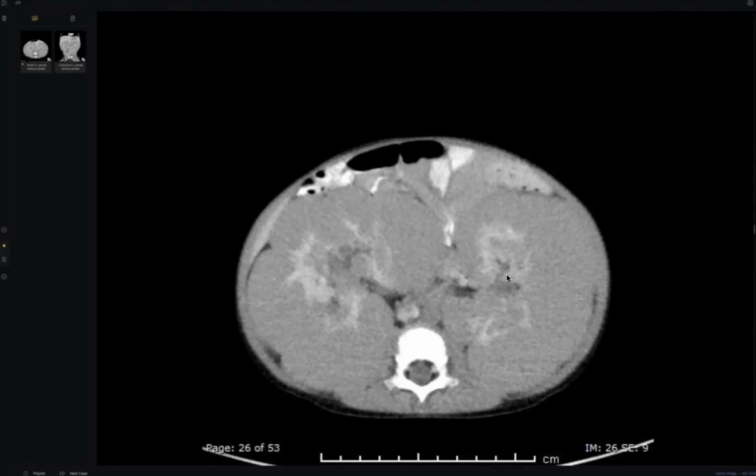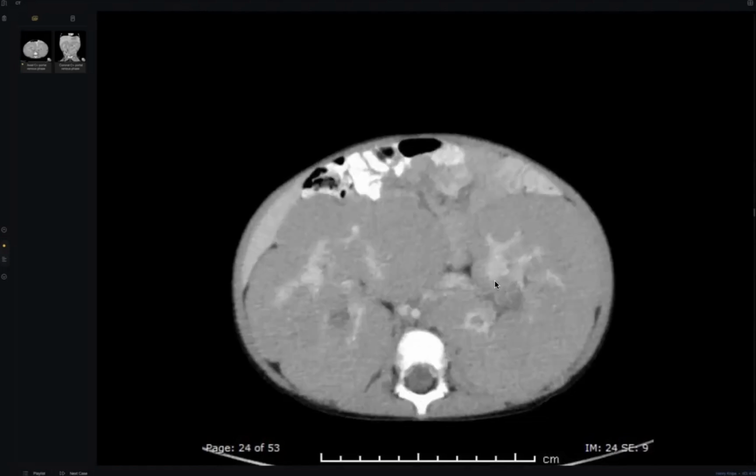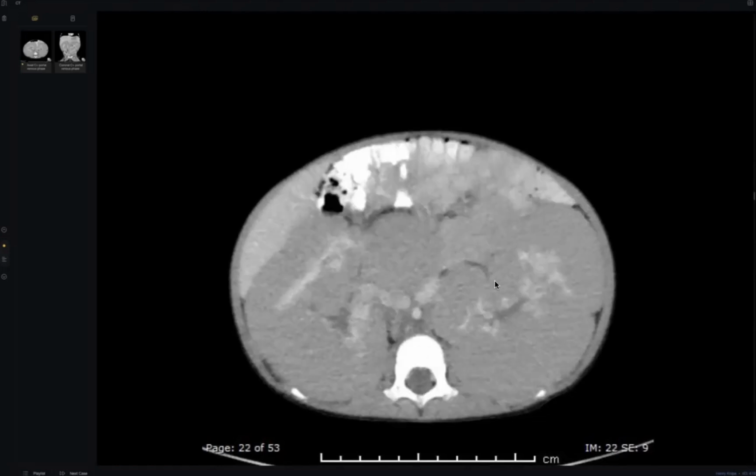Sir, I will take the history of the patient. I will compare with the previous imaging if available, and also I would suggest referral to the pediatric urology oncology MDT. Also, I would suggest follow-up imaging to show interval progression of Wilms tumor.